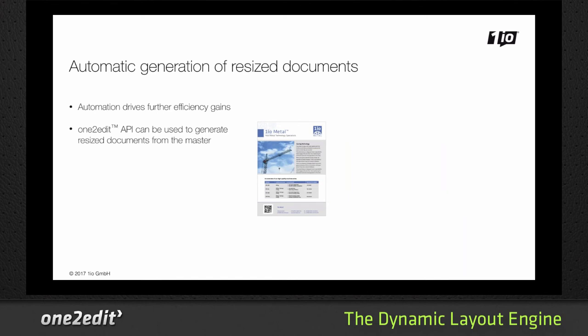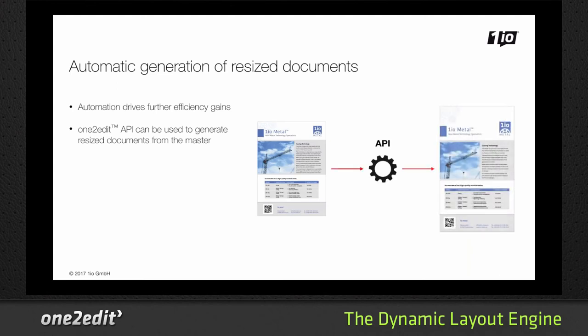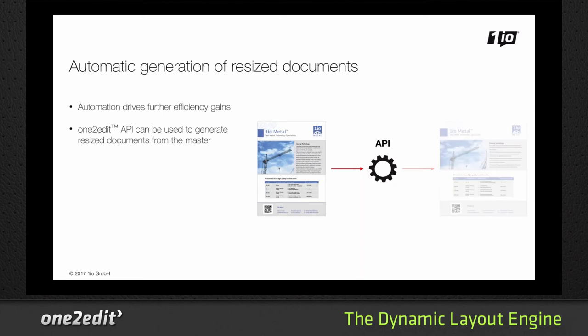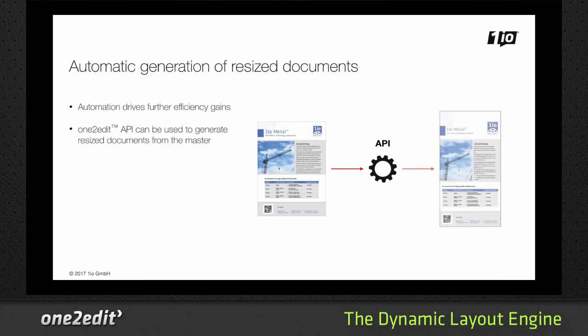Finally, documents of varying sizes can be automatically generated using the one2edit API. And this can further drive efficiency, especially in, for example, repetitive workflows or workflows that always need to have the same multitude of sizes generated each quarter or whatever. And a single source document can be set up with DLE rules and a script that runs that generates and exports the various PDFs or JPEGs or InDesign files that you might require.